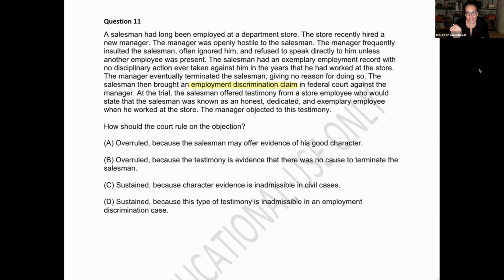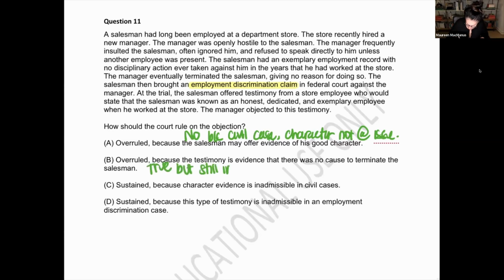It's employment discrimination, so is character at issue? No, it's not at issue. So you have to know when you can introduce character, and it's limited. So A, overruled because the salesman may offer evidence of his good character. I'm going to say no, because it's a civil case and character is not at issue. B, overruled because the testimony is evidence that there was no cause to terminate the salesman. The testimony is evidence that there was no cause to terminate, but it's still improper character. I'm going to say this is true, but still improper character.